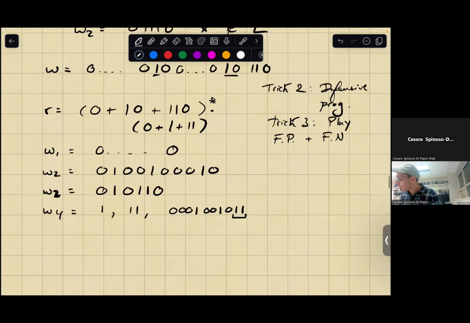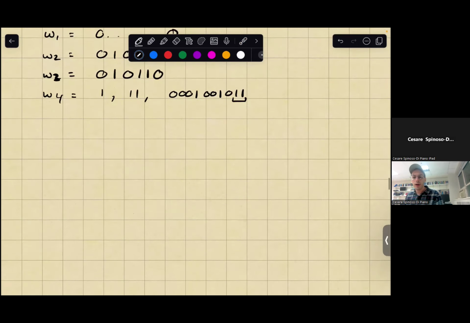Now, the last thing I wanted to mention was that at the very beginning of the video, I was saying that regular expressions denote regular languages and only regular languages. So that's actually a theorem which you've seen in class, which says that the set of all languages denoted by regular expressions is exactly equal to the set of regular languages.